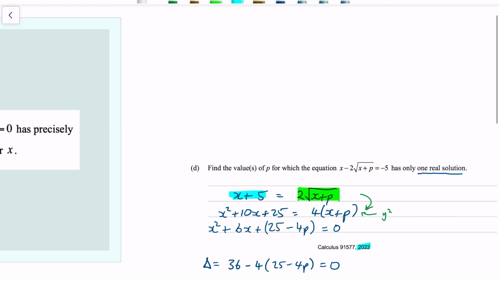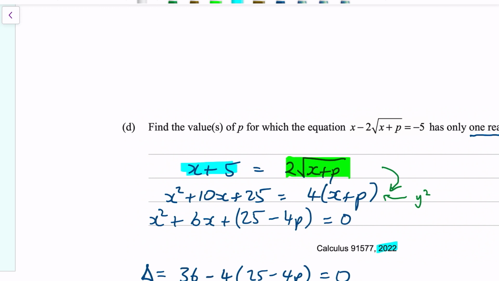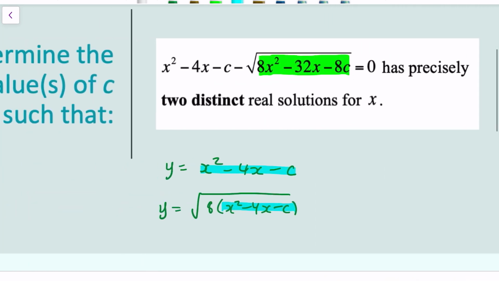Whereas on this one, the right-hand side's always positive. 2 root x plus p is positive, but x plus 5 on the left-hand side could be positive or negative. So when we square it, we're introducing another case of solutions. Here, the right-hand side is positive, the left-hand side is the same quantity, it has the same sign. So if the right-hand side's positive, the left-hand side has to be positive as well. We're not introducing other scenarios of solutions.